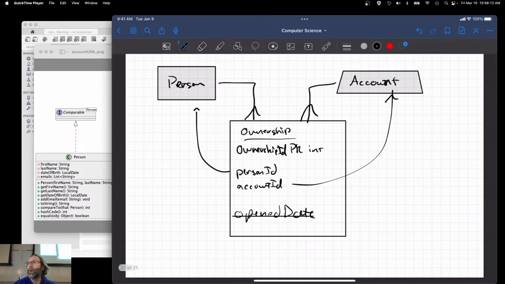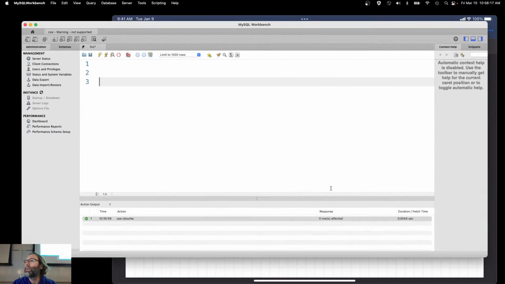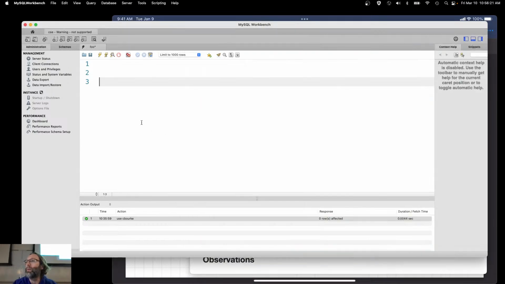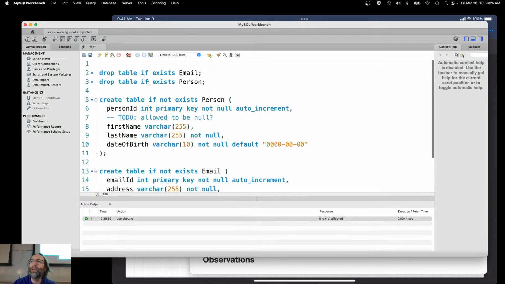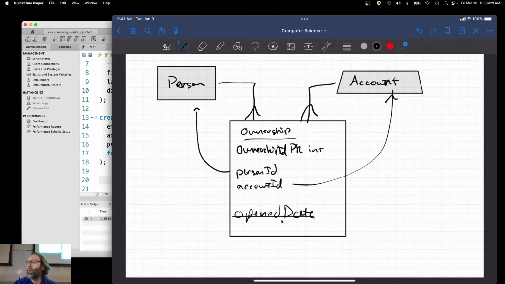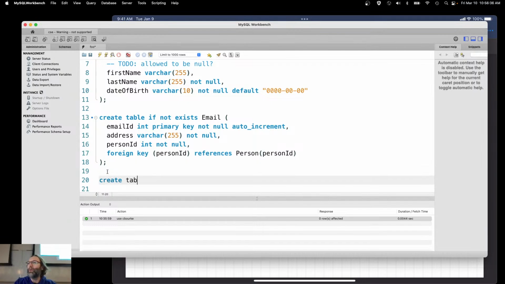Now, for the remainder of our time, let's take these two sketches and bring them together to continue our database development here. I'm already using my database, so let's go ahead and bring these back in, the email table, the person table. The first thing I'm going to want to do is probably take care of this account table now. So let's do that. Create table if not exists, account.